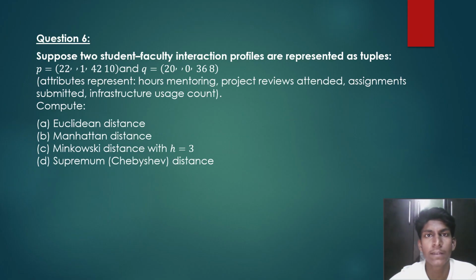On to the next question, question number 6. Suppose two student faculty feedback profiles are represented as tuples. Here are the given tuples P and Q. We have to compute Euclidean distance, Manhattan distance, Minkowski distance with h equals 3, and supremum, Chebyshev distance. So let's calculate all this.